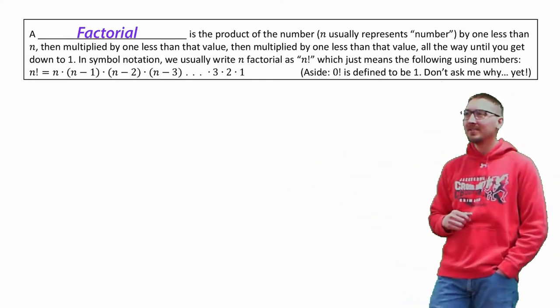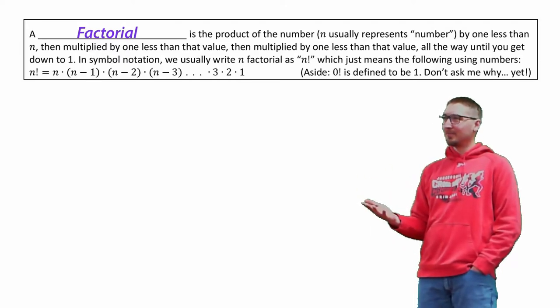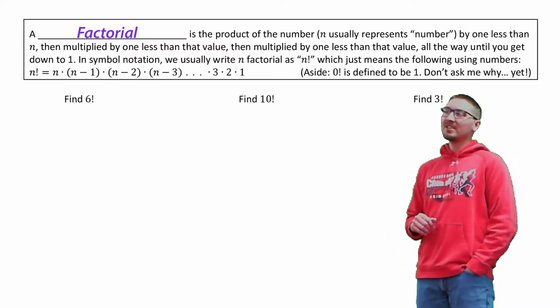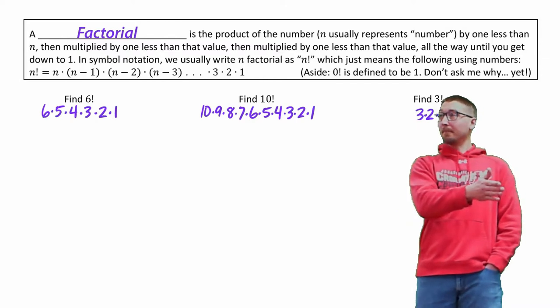And there are some things that you have to define to make this work mathematically. 0 factorial is defined to be 1. There's a little bit of arguments about that process, but don't ask me why yet. As an example, 6 factorial would be 6 times 5 times 4 times 3 times 2 times 1.